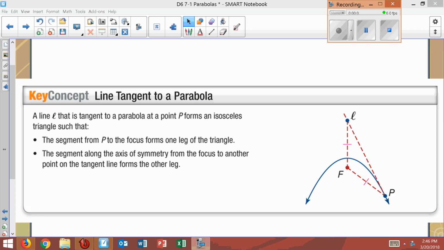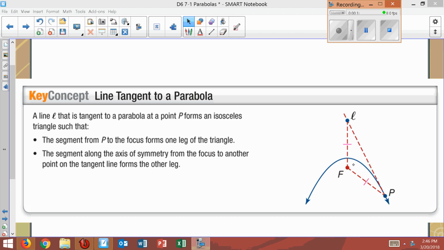Finding a line tangent to a parabola. So if we have a parabola, there's another important concept that we need to find, which is how to find a tangent line. A tangent line is something that just barely nicks a point and continues on, just barely touching it without crossing through. If it crossed through, it would become what's called a secant line.